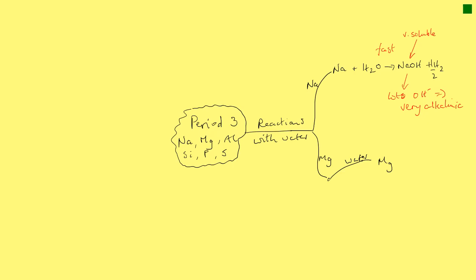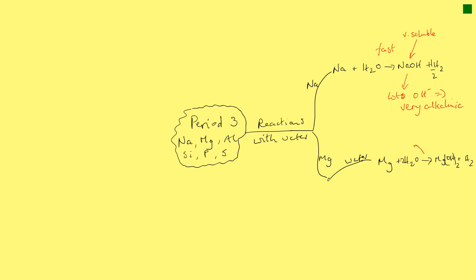there is a reaction. It's very slow. It's imperceptible to the eye. But the reaction follows the same pattern, leading to magnesium hydroxide and hydrogen. In order to balance this, we're going to need two waters there. So that's the reaction. Magnesium plus water gives you magnesium hydroxide and hydrogen as well, but it's imperceptibly slow. So let's note that.